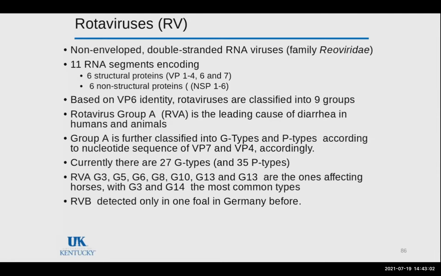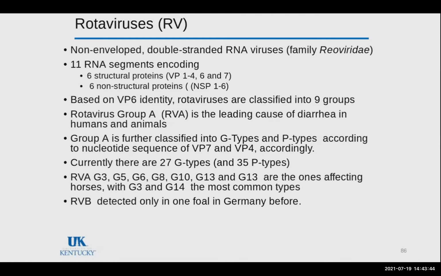Group A is further classified into G types and P types based on the nucleotide sequence of the VP7 and VP4 proteins. So this is a very traditional classification method. I know there are lots of studies on a new classification method based on the whole genome sequence rather than only the structural proteins. There are 27 G types and 35 P types. So as you can see, there is a lot of variability within group A.